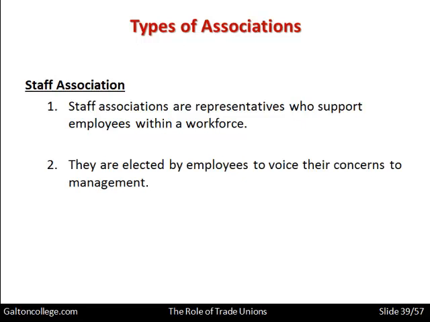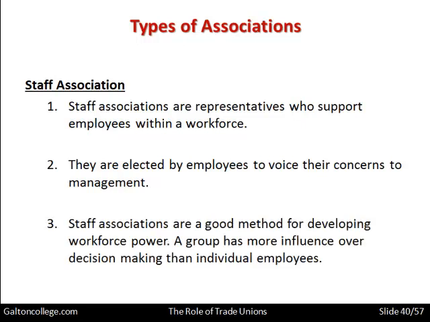The staff association are elected by employees to voice their concerns to management. So the staff association may elect someone to act as their spokesperson, who will then go to the management and say there are issues in the factory over certain machinery, or certain safety issues, or the lighting is not good here, or the ventilation is not good, or whatever. So they try to constantly make management aware that there are issues and to deal with the issues.